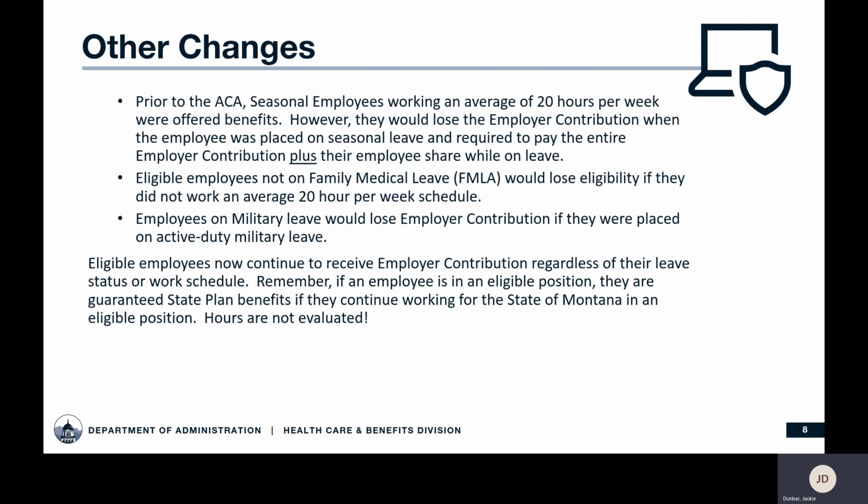Prior to the ACA, seasonal employees would lose employer contribution when they went out on leave and would be required to pay the entire cost of the state plan. Because the combined cost of the employer contribution and out-of-pocket contribution was not affordable for most seasonal employees, many would terminate their coverage while on leave and not be able to add their dependents back onto the state plan when they returned from leave. Through audits, if an employee was identified to not work an average of 20 hours per week, they would lose eligibility.